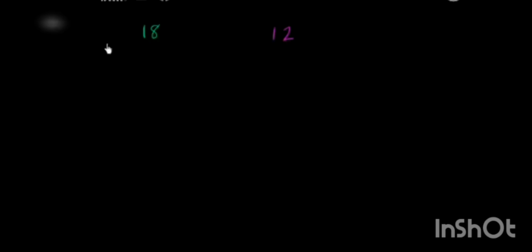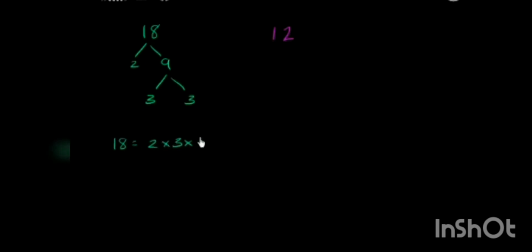So let's do that. 18 is 2 times 9, which is the same thing as 2 times 3 times 3, or 18 is 2 times 9, 9 is 3 times 3. So we could write 18 is equal to 2 times 3 times 3. That's its prime factorization. 12 is 2 times 6. 6 is 2 times 3. So 12 is equal to 2 times 2 times 3.